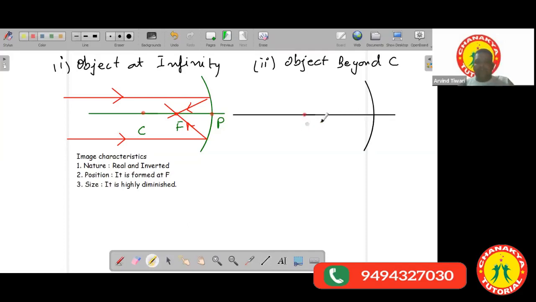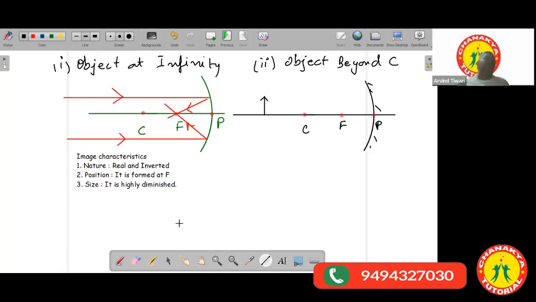So mark the points C, F and P. If you are using your scale, use your scale to get the proper points. Now, your object. To understand the object, we take a vertical object, a vertical arrow pointing upward. This is placed beyond C. That means a little bit before C, you have to place it at a finite distance before C.